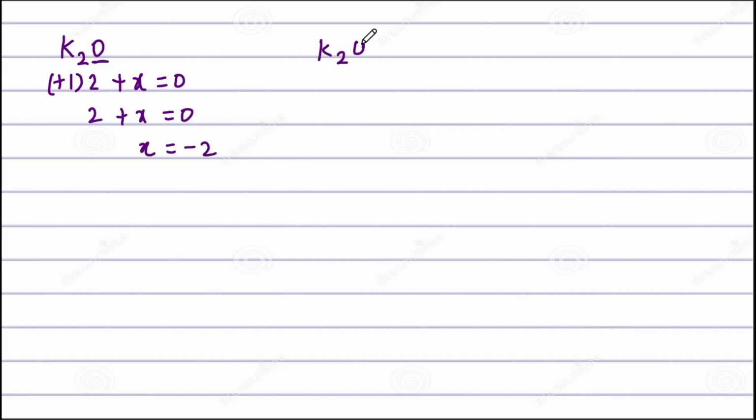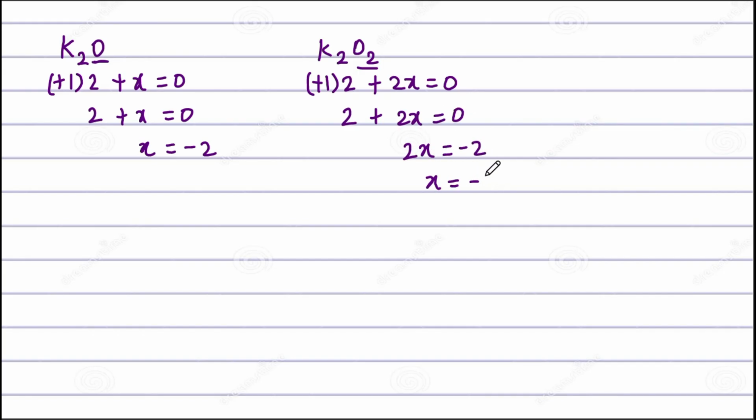Then potassium peroxide K2O2. The oxidation state of potassium is +1 into 2 plus 2X equal to 0, because 2 oxygen atoms are there, so you have to write 2X. Then 2 plus 2X equal to 0, 2X is equal to -2, so the value of X is -1. Then the last compound, potassium superoxide. So +1 plus 2X equal to 0, 2X is equal to -1, and the value of X is -1/2.